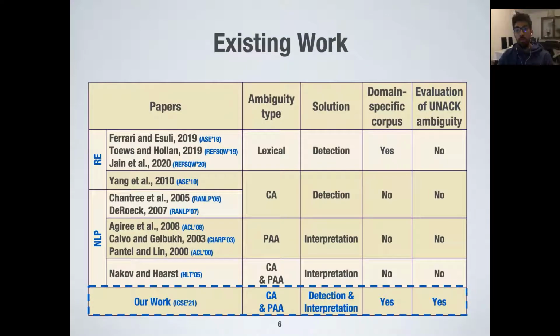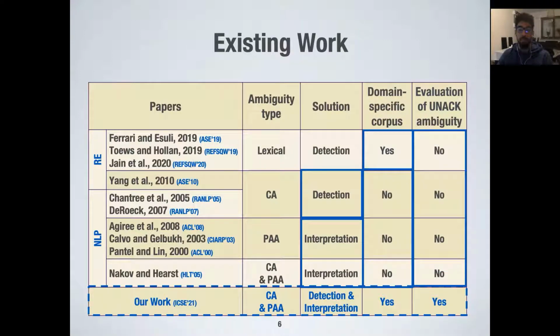Existing work on CA and PAA focus on either detection or interpretation without integrating domain knowledge. Also, the use of domain-specific corpora in RE is very limited. And despite knowing the consequences of unacknowledged ambiguity, it has never been investigated empirically. In our approach, we address these limitations.